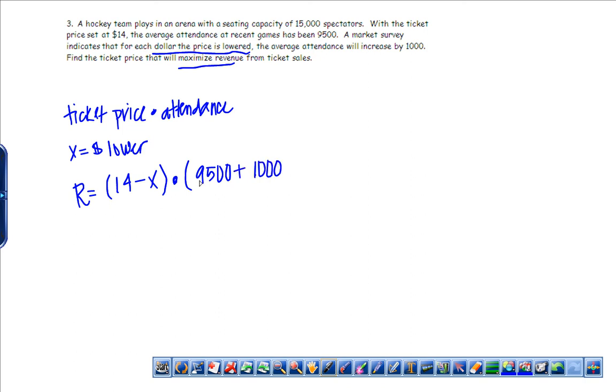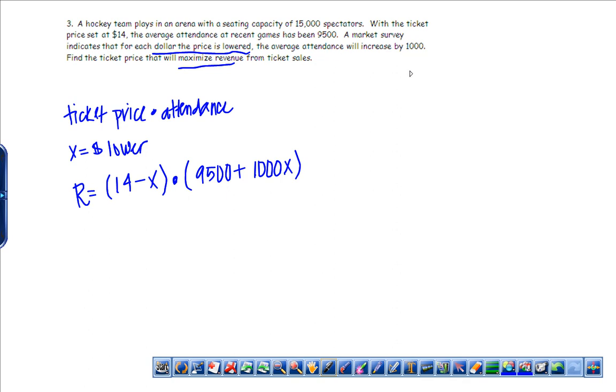So are we just going to take our people and add 1,000? Do we need to do anything about that? Well, I think that we need to multiply that by the ticket price as well. The average attendance will increase by 1,000.